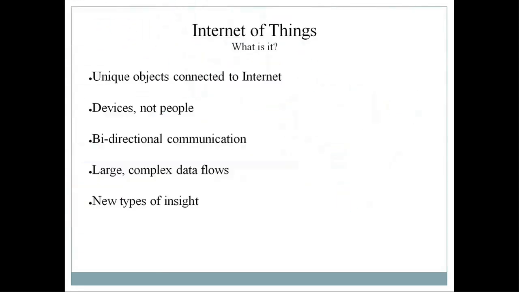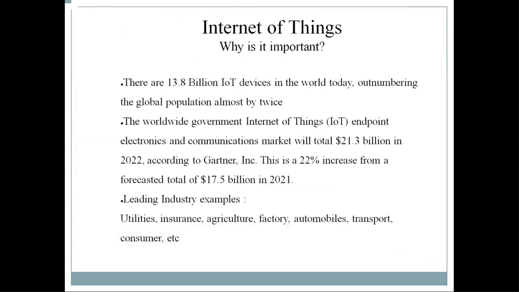So right now I'm going to what it is exactly. It is a unique object connected to the internet, or a particular object we interface with the internet to store our data, right? So devices, not people. It is bidirectional communication. It also sends to our embedded hardware from the internet, by putting some limits afterwards. We can also get feedback from the internet, so that's why we call it bidirectional communication. And as you know already, we can store our data on the internet also, right? It is large and complex data flows, and new types of insights.